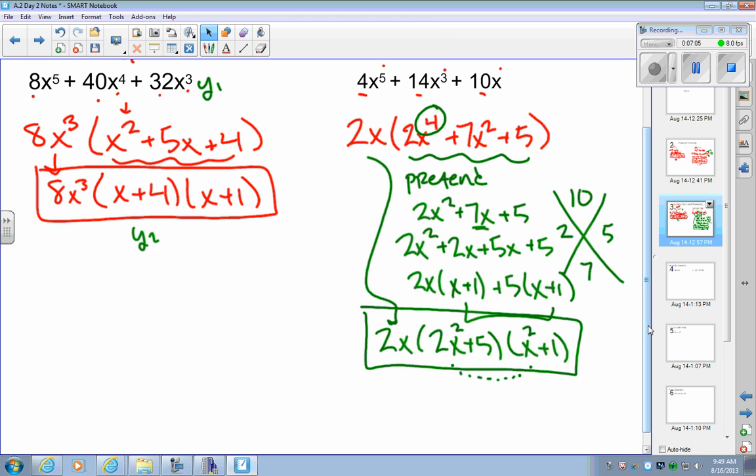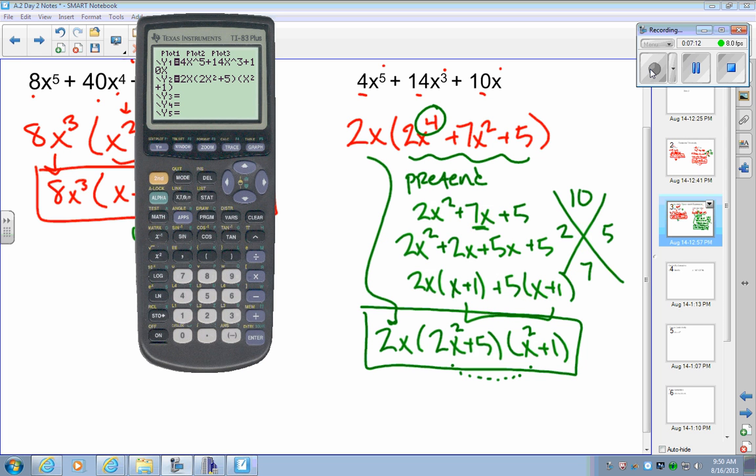Okay, I'm going to pause it, throw it in the calculator because I haven't actually shown you guys one in a while. We'll just double check that we did it right. Okay, through the original in y1, through the factored in y2, go to the table, the numbers match up, you did it right.